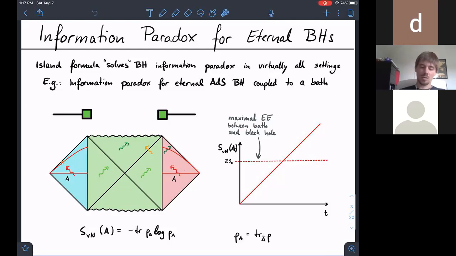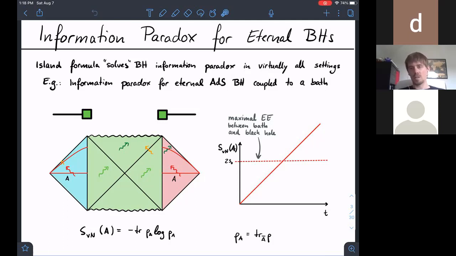But as time goes forward, let's take, for example, this red excitation here, it stays in the bath. So it stays in region A, it goes out to infinity, whereas the future time evolution of this excitation makes it fall into the black hole horizon. So up here it is, now it leaves the region A. And since one partner is in region A, one is outside, they contribute to the entanglement entropy.